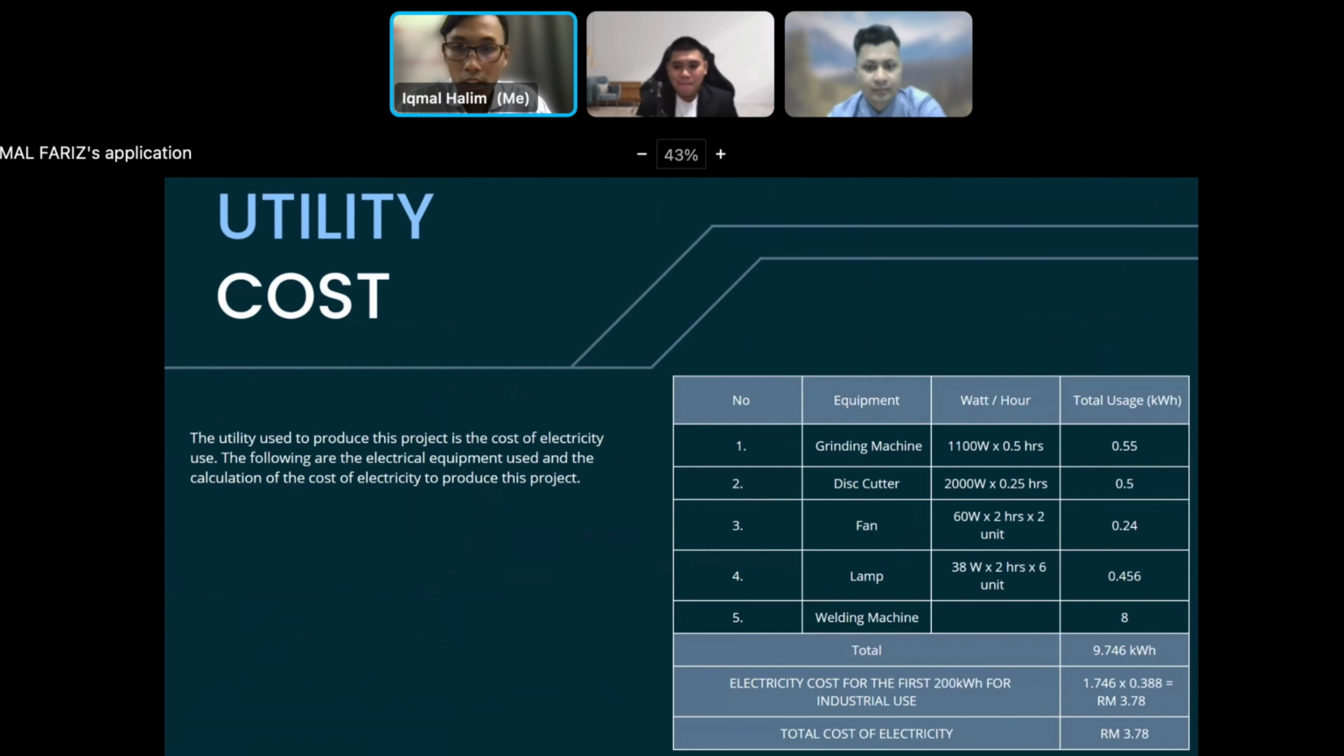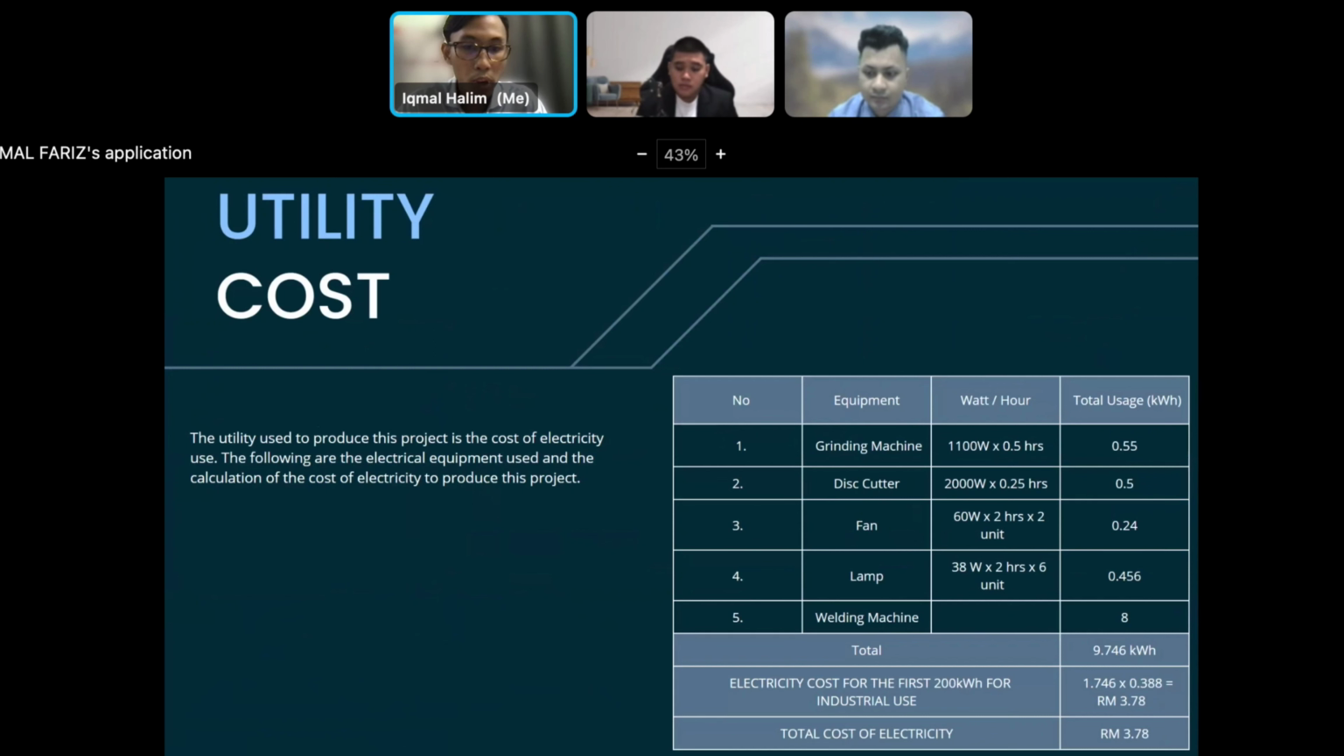So for the utility cost, the utility used to produce this project is the cost of electricity used. The following are the electrical equipment used and the calculation of the cost of electricity to produce this project. For this project, we just use a grinding machine, disc cutter, fan, lamp and welding machine.